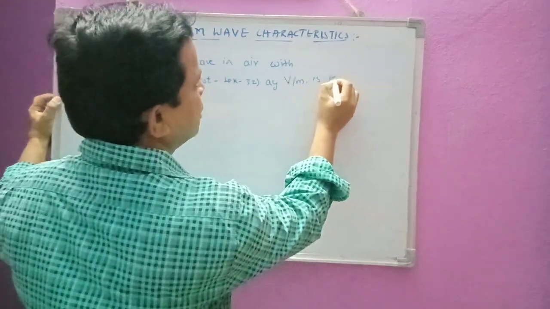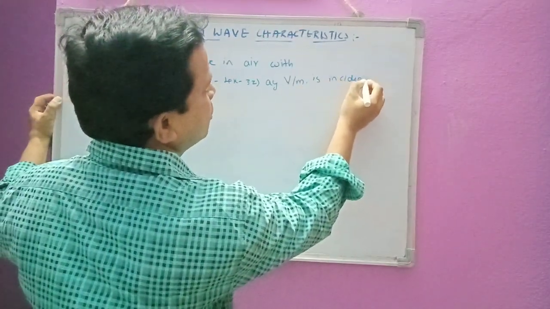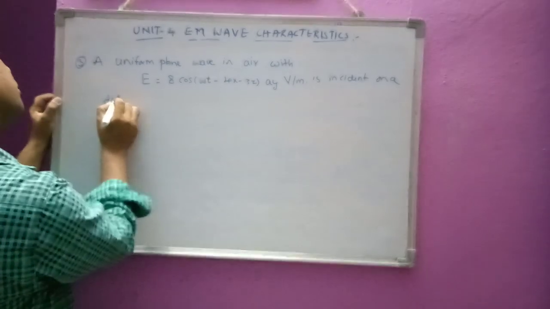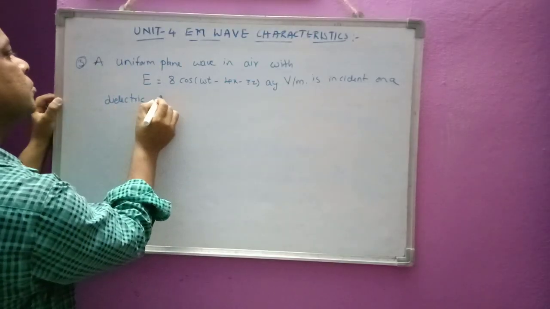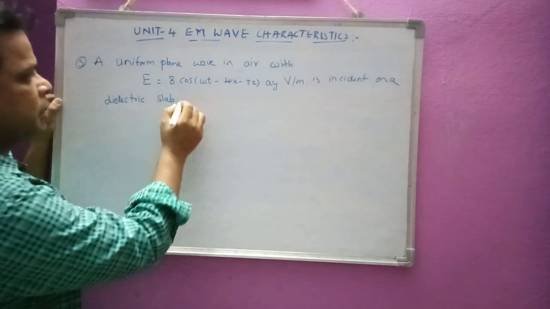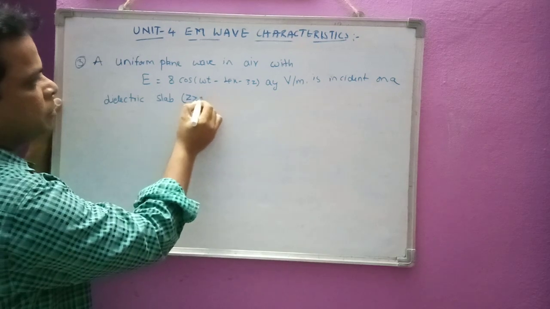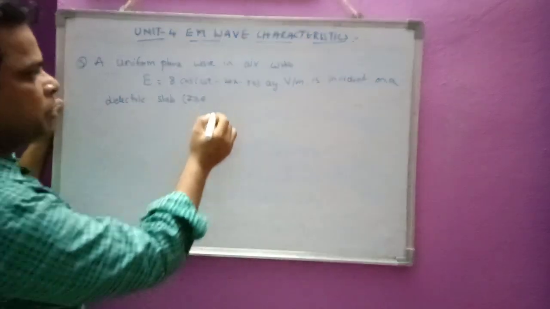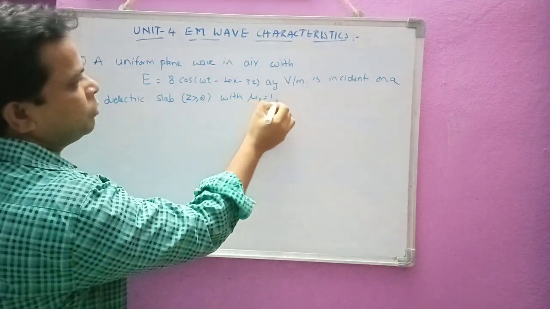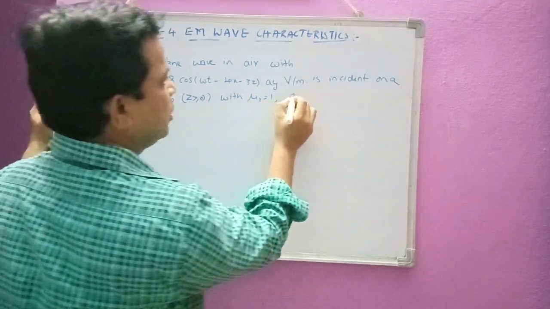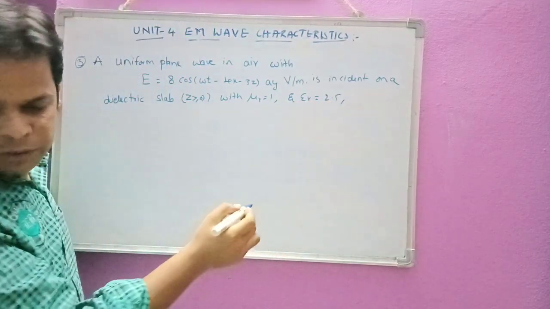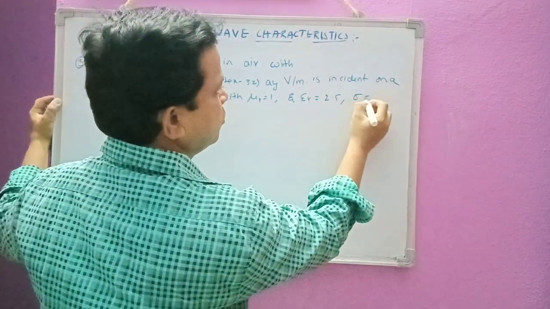Incident on a dielectric slab, that is z greater than 0, with mu r is equal to 1 and epsilon r is equal to 2.5 and sigma is equal to 0.